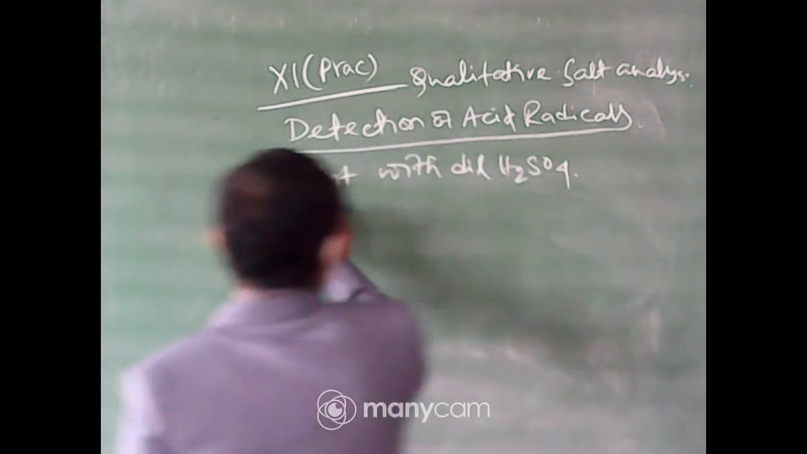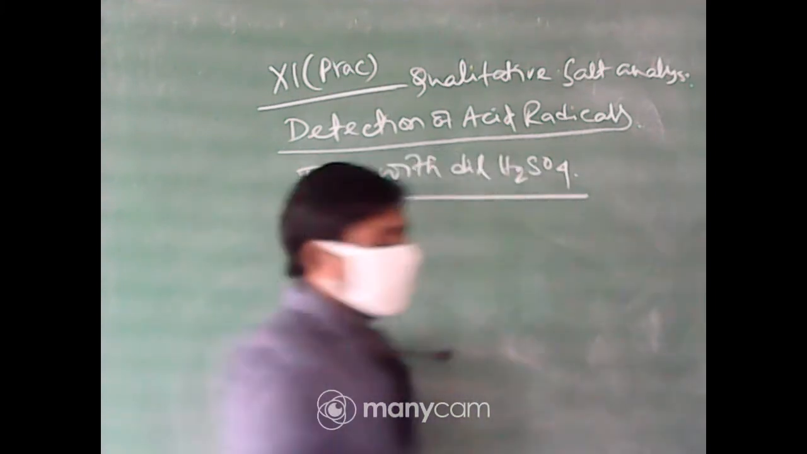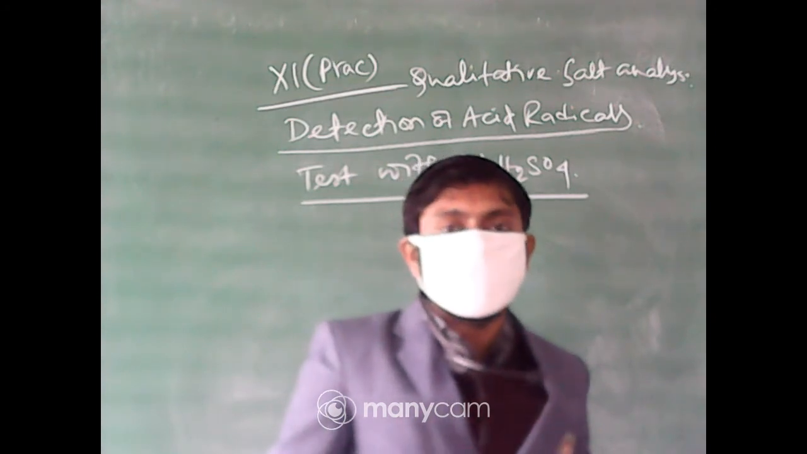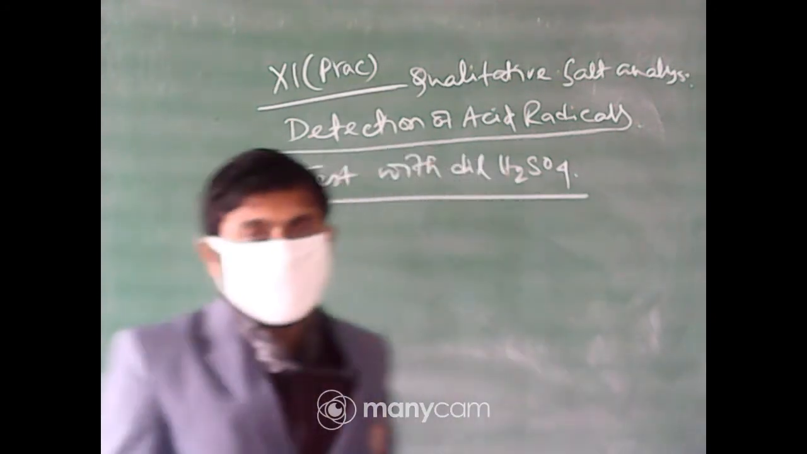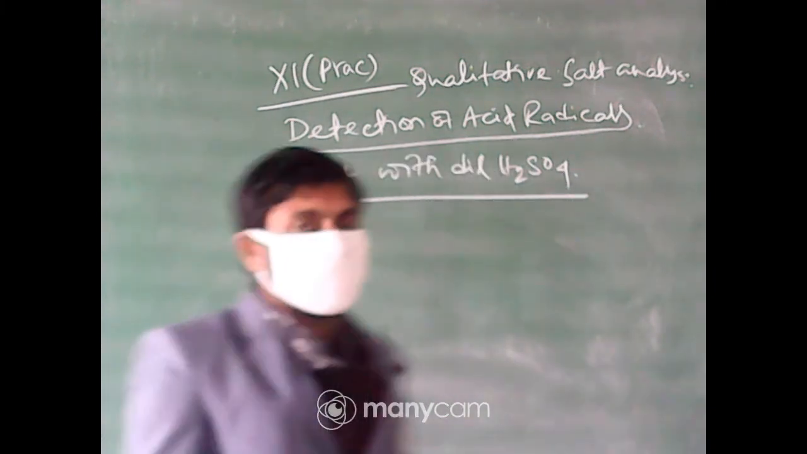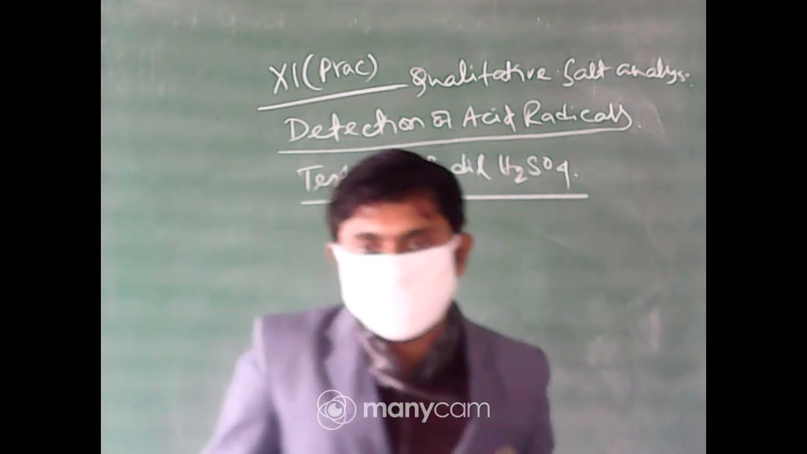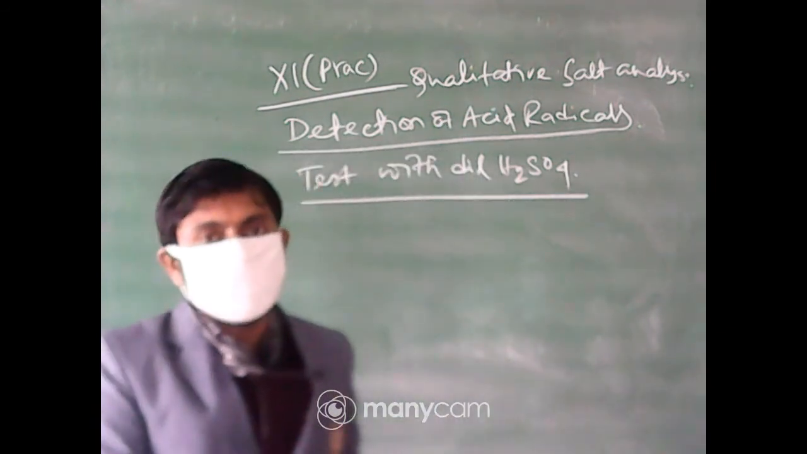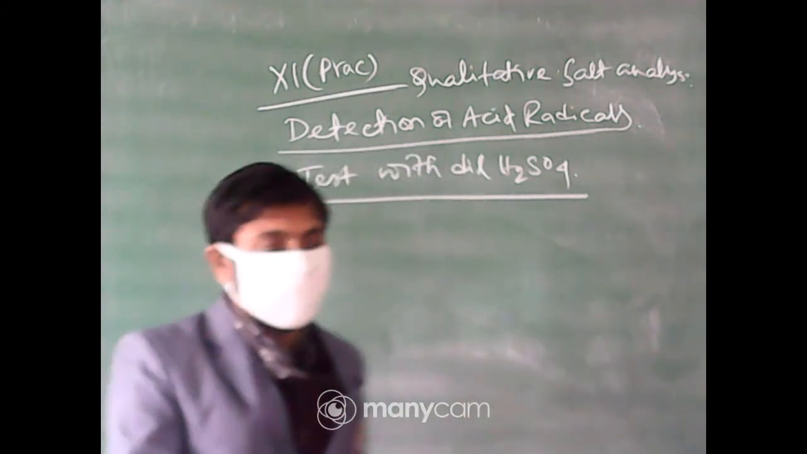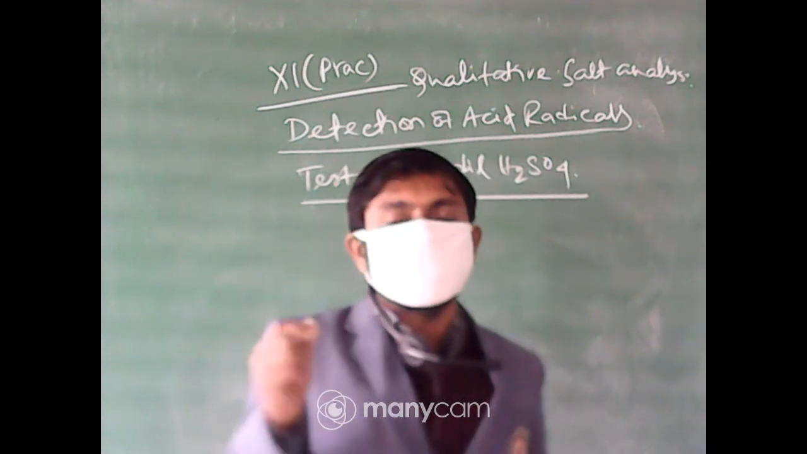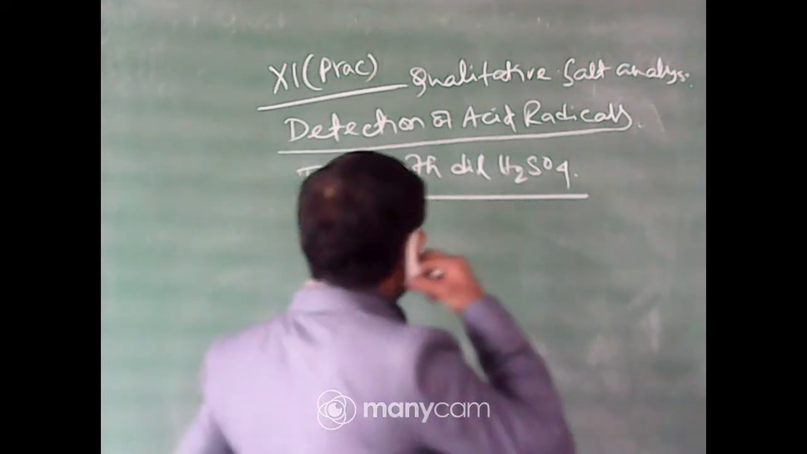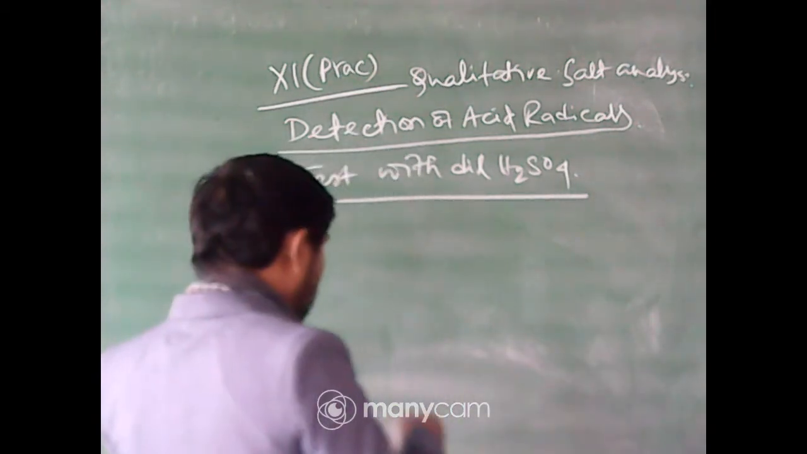Now as it is a preliminary test, the observation is only that these anions may be present, as it is a dry test or preliminary test. Here we may not write that the anions are present and confirmed. Here only the anions may be present. This will be our inference or conclusion. Okay. So test with dilute sulfuric acid.